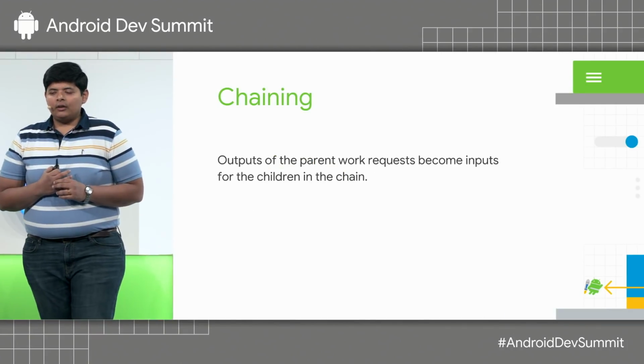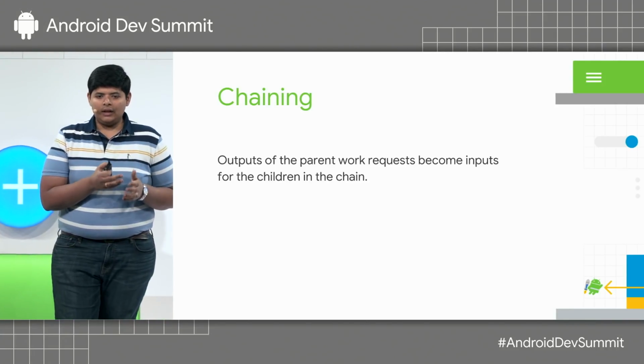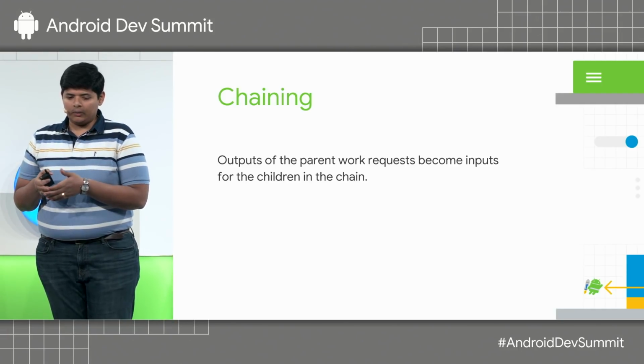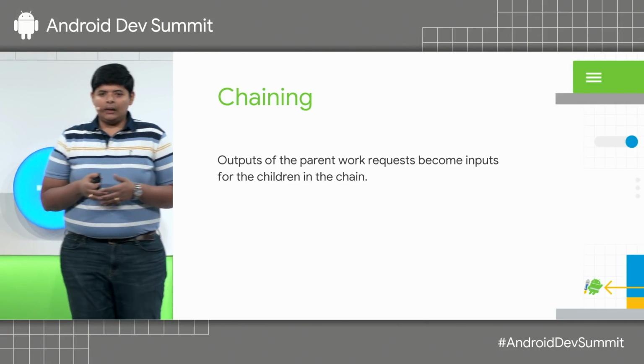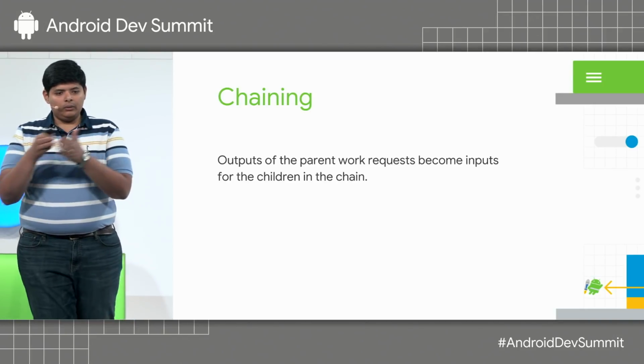The one important thing that you need to remember is when you chain work, the outputs of the parent work request become inputs to your descending work requests, or your children. This helps you manage state and send state from the parent work to the descendant work.